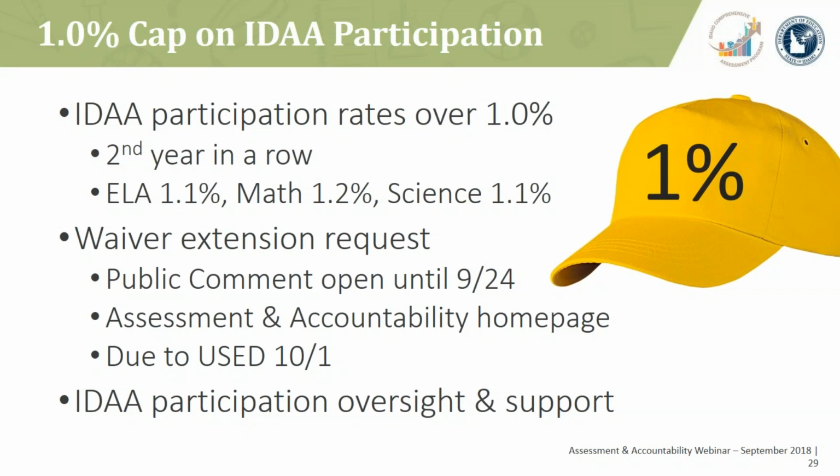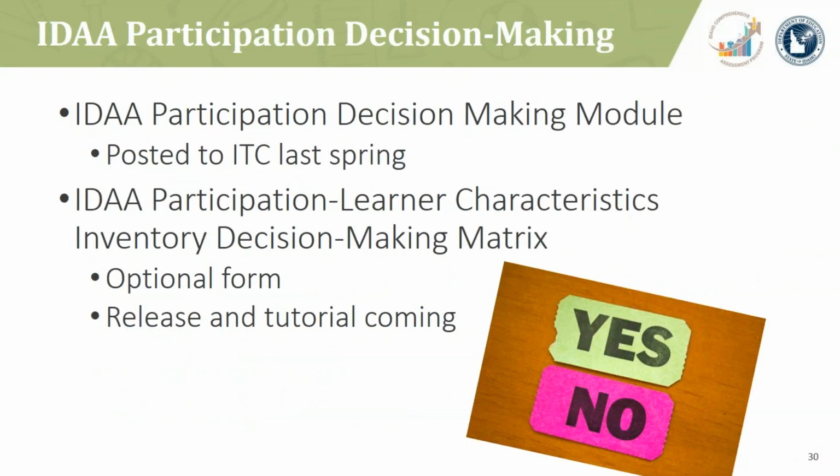We have to submit the 1% cap waiver extension request to the U.S. Department of Education on October the 1st. You should not feel obligated to take a look at the waiver extension request. But if you feel like you've got something to contribute, then please do. Part of what's included in the waiver request is Idaho alternate assessment participation, oversight, and support. And that explains what we're going to do to provide oversight and support the districts that are over the 1% cap. I know I'm talking really fast. I had some caffeine this morning.